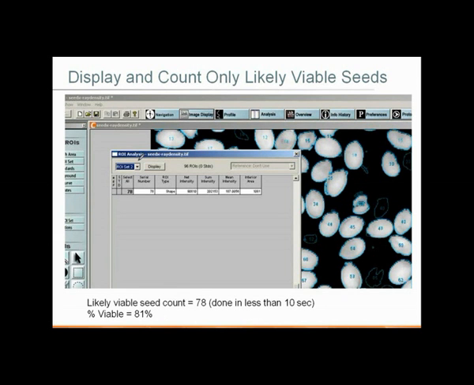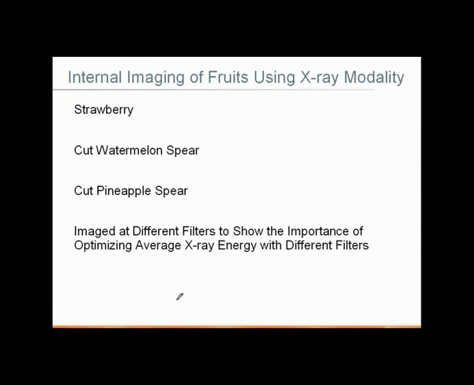You're able to quite rapidly then reject those seeds that are empty. And in this case, you get 78 coming back out that are full, so the likely viable number is around 81%. And all of that can be done very automatically. Each X-ray acquisition is very short, and then the software analysis can be done in around 10 seconds.